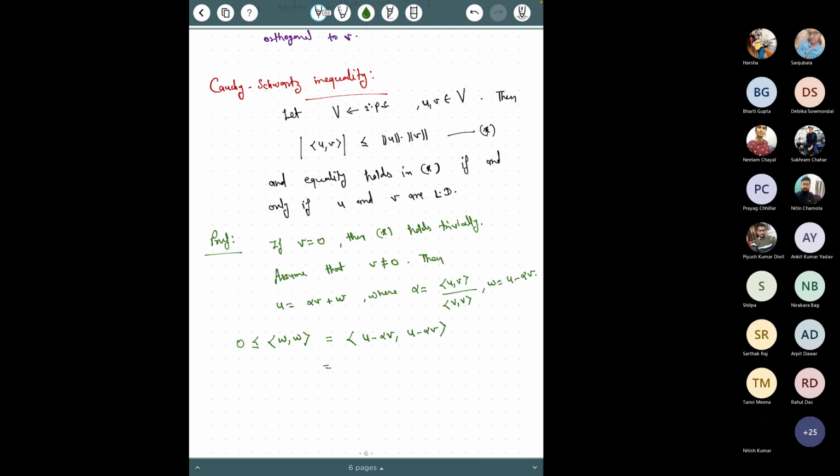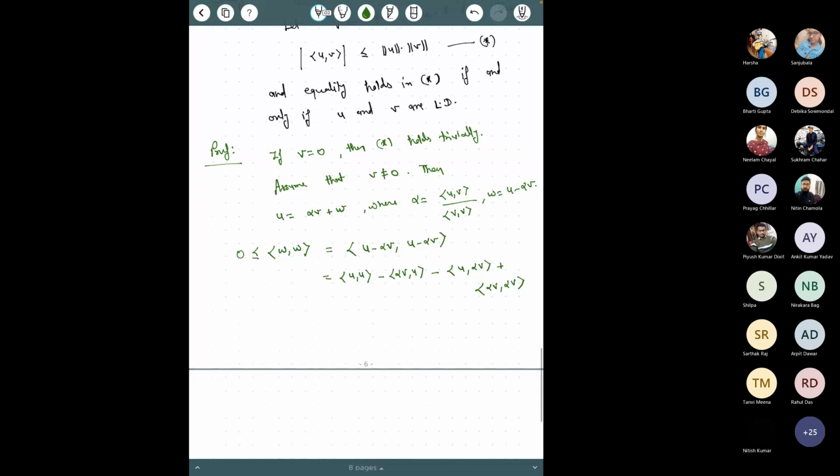Then you expand the right hand side using the inner product property. It would be the inner product of U with itself, minus alpha times the inner product of V with U, minus the inner product of U with alpha times V, plus the inner product of alpha V with itself. Now what is this again? This is the inner product of U with itself minus alpha V comma U. Then the next term would be alpha alpha bar, and similarly for the last term, it would be mod alpha square times the norm of V square.